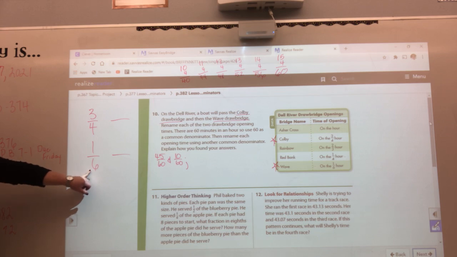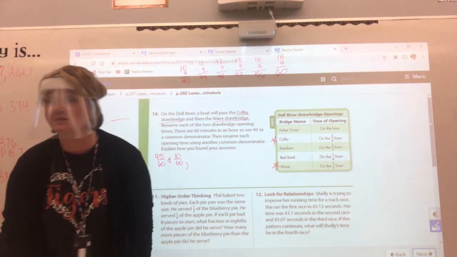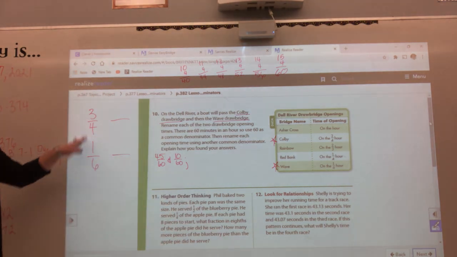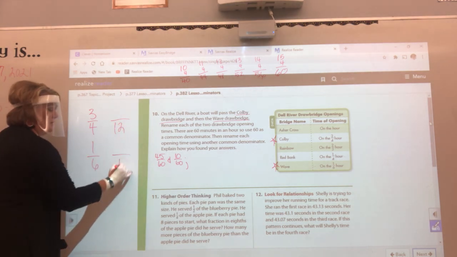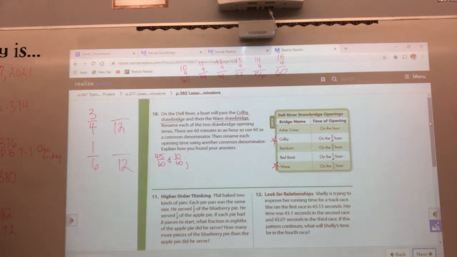What's 6 times 1? 6. Is 4 times anything ever going to be 6? Then I got to go to the next 6. What's the next 6? 12. Is 4 times anything ever going to be 12? Yes. So there's your new denominator. I like this so much better because it's, say this word, lower.